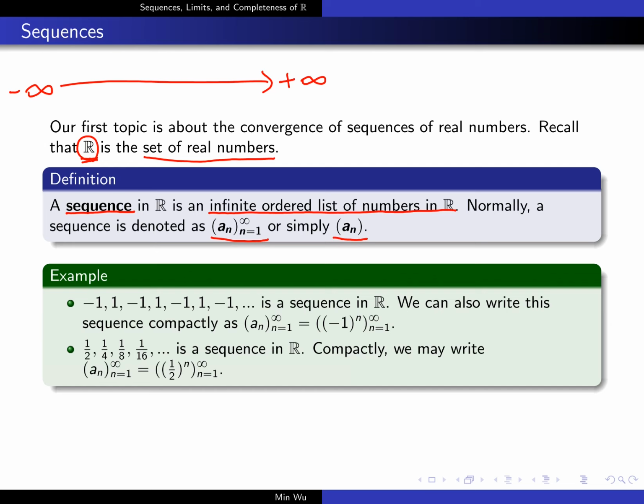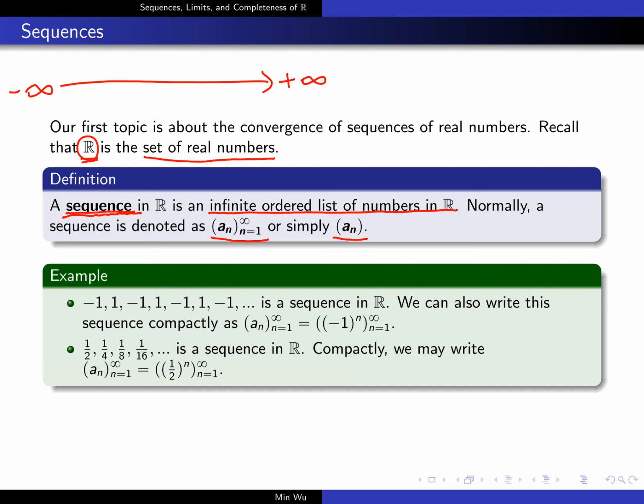And because this is the first definition in this course, normally in a definition when you see something that is in boldface, like the sequence in here, then this is the terminology or the mathematical object that is defined in this definition. So sequence is the new terminology that is introduced. And the meaning of this new terminology is an infinite ordered list of numbers in R. And also notations will be in boldface.